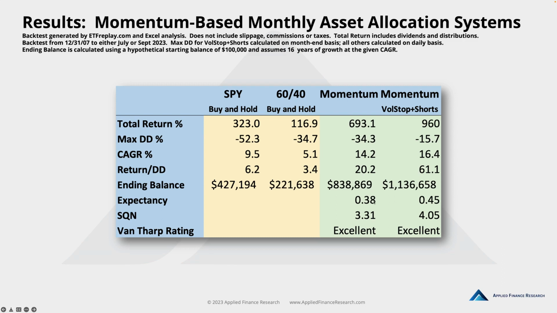We can see here also the expectancy of the system is 0.38 and the SQN is 3.31, which by Dr. Van Tharp's definition makes it an excellent system.